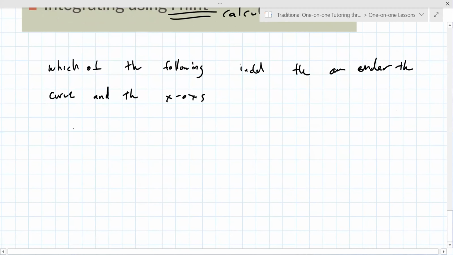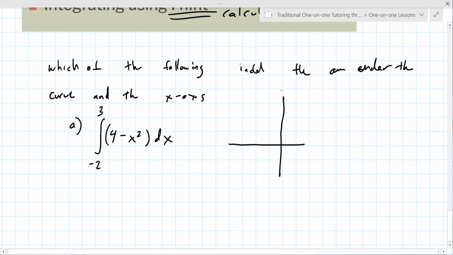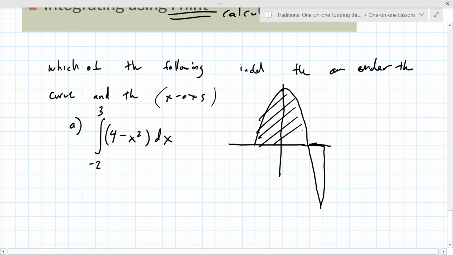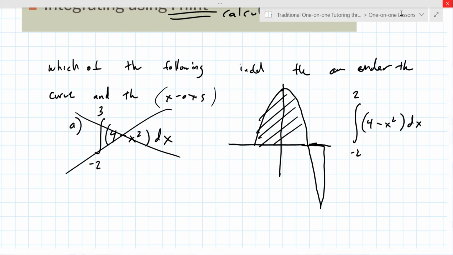Okay, so I'll try to give you ones that are wrong here for the moment. Let's say it's the integral from -2 to 3 of 4 minus x squared dx. The reason this is wrong is if you graph 4 minus x squared, it goes like this, and then it goes like this. But then at 3, you get some area underneath. And it said just the x-axis. The correct one would be the integral from -2 to 2 of 4 minus x squared dx. Okay, I see.